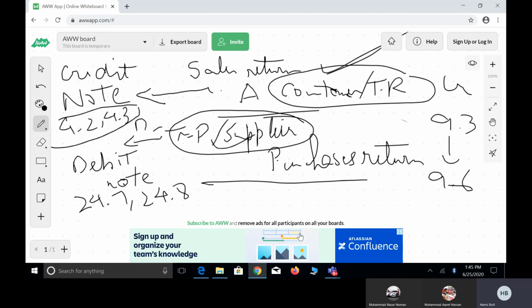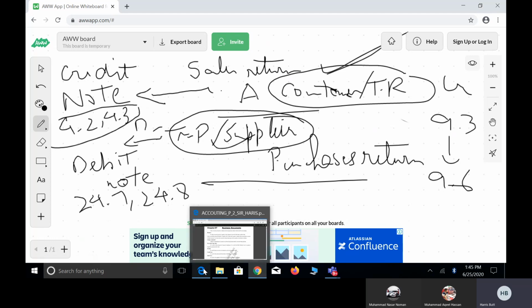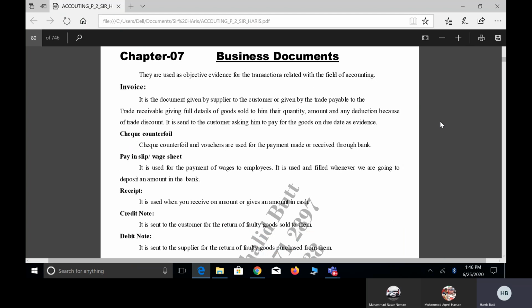Okay, next is our chapter, business documents. There is a word known as objective evidence. Objective evidence means that for every transaction which you do in accounting, you should have some proper evidence so that it can be used after the transaction.